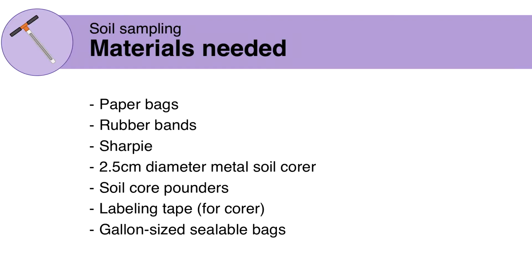All right, here's our protocol for soil sampling. The list of materials you'll need include paper bags, rubber bands, a Sharpie, a small soil core, 2.5 centimeters diameter, a soil core pounder or slide hammer, labeling tape for the core, and then a gallon-size sealable bag.